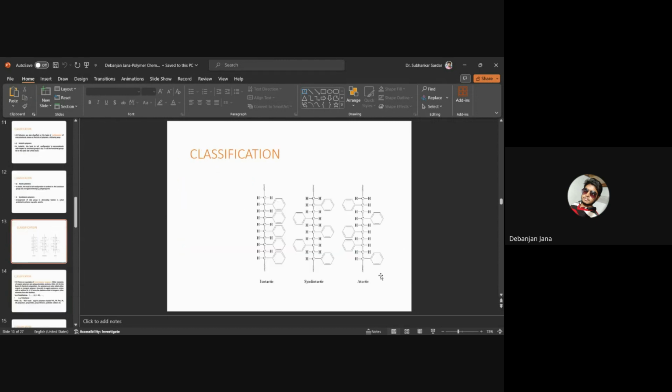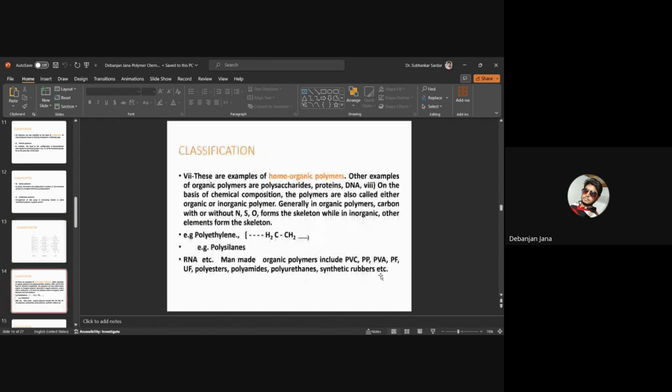These are examples of homoorganic polymers. First is isotactic, second is syndiotactic, and third is atactic. Other examples of organic polymers are polysaccharides, proteins, DNA. On the basis of chemical composition, the polymers are also called either organic or inorganic.